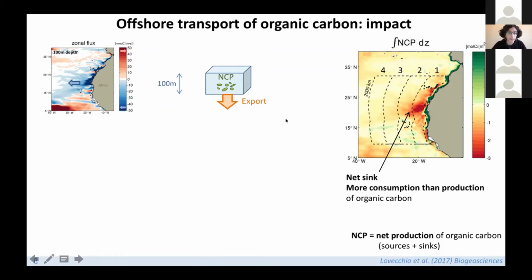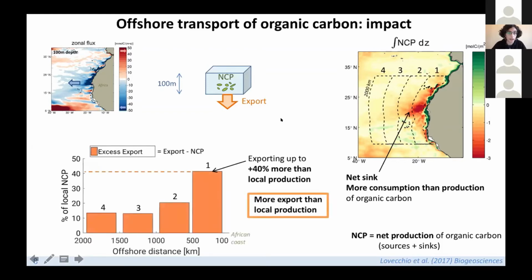So how much carbon gets transported from the euphotic layer to below. If I make the difference between exported carbon and locally produced carbon, I actually get positive results, meaning that each one of these regions is exporting more carbon than what it locally produces. And it's up to 40% more than what is locally produced between 100 and 500 kilometers offshore, which is also the most heterotrophic area overall.